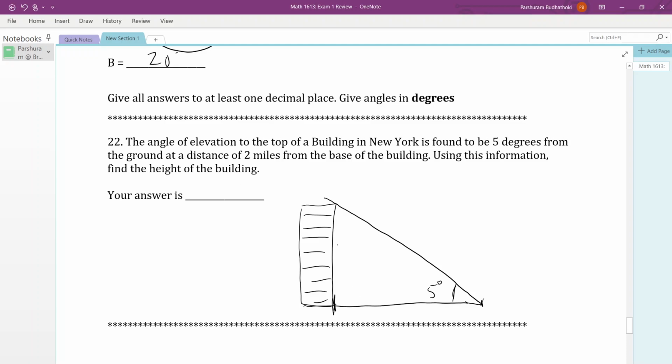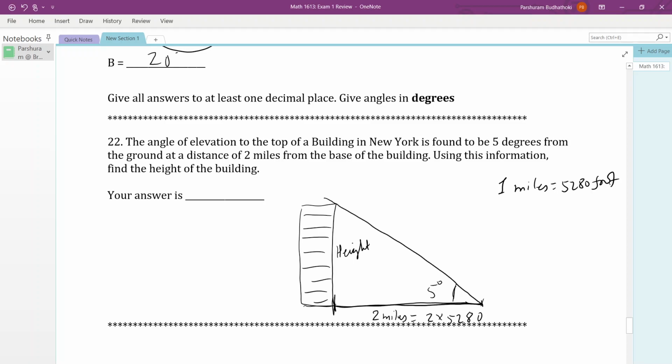Since we're looking for the height of the building, it would be easier to measure in feet. So these 2 miles can also be written in terms of feet. We know that 1 mile is 5,280 feet. So we can multiply this by 2. So it is 5,280 times 2 feet. So now we know this is the 5 degree angle, this is the base, and we need to find the perpendicular.